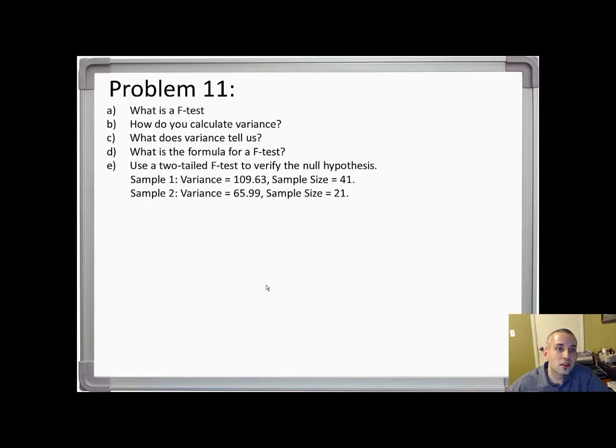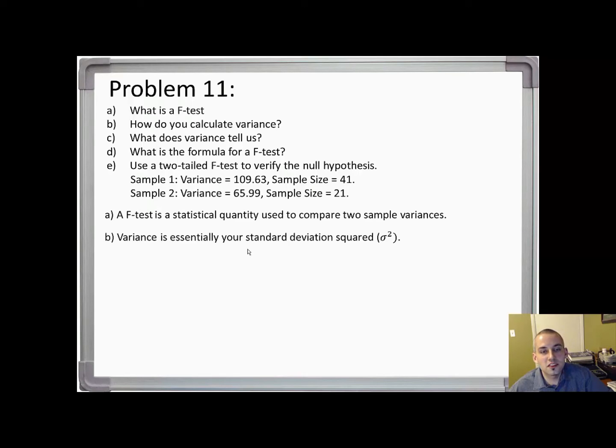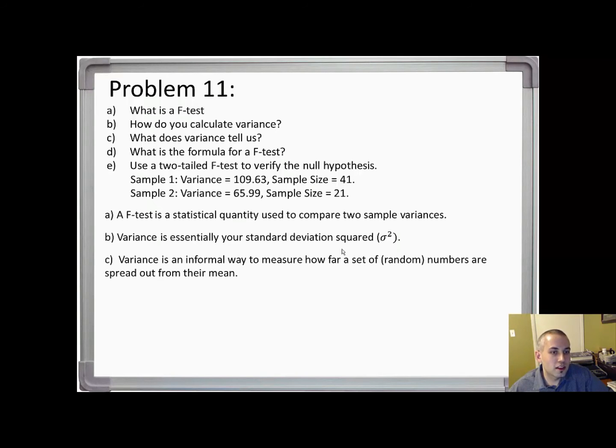Okay, problem 11. This is referring to an F-test, which is significantly different than a Z-test and a T-test. Okay, so what is a F-test? It's a statistical quantity used to compare two sample variances. For part B, how do you calculate a variance? A variance is just your standard deviation squared, right? So for C, what exactly does variance tell us? Variance is an informal way to measure how far a set of random numbers are spread out from their mean.